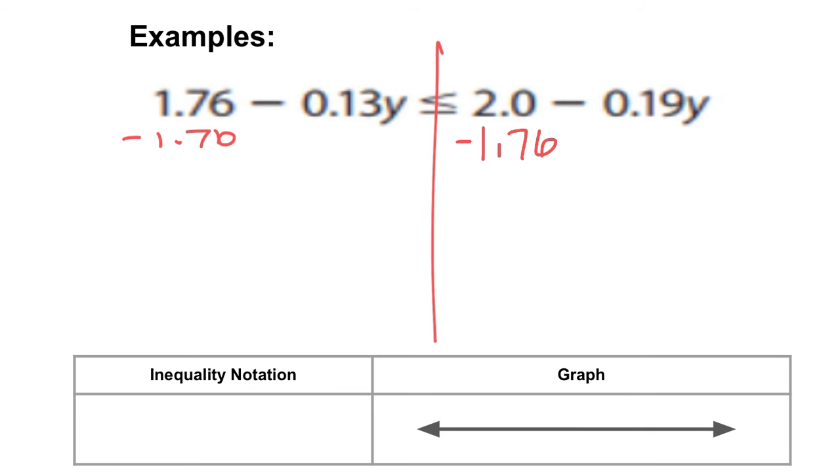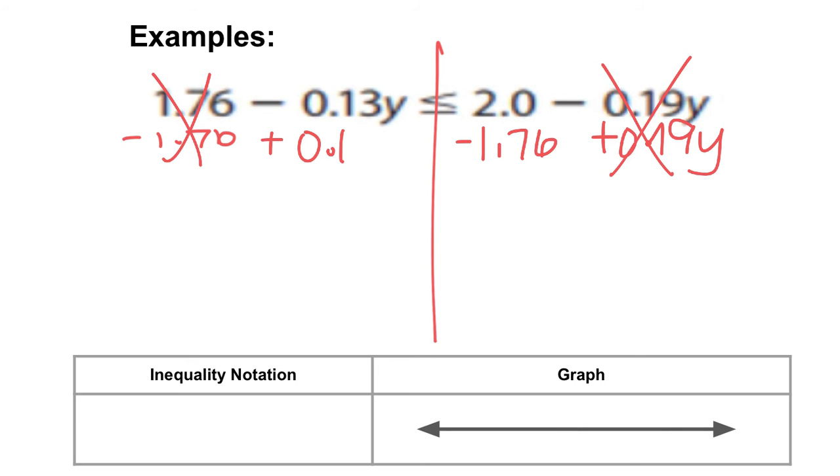And then at the same time, I'm going to add the 0.19y. And I'm adding it because it's negative. So negative 0.19 plus 0.19 will cancel it out on that side. So I'm going to come over here and I'm going to add 0.19y.